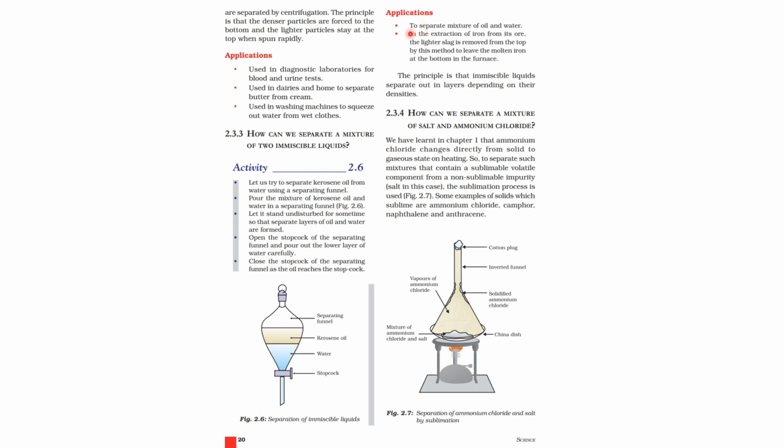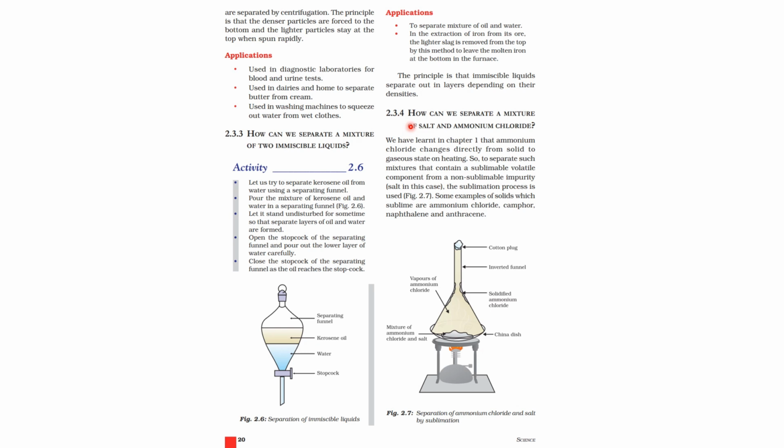So what are the applications of this method? They separate a mixture of oil and water, and in the extraction of iron from its ore, the lighter slag is removed from the top by this method to leave the molten iron at the bottom of the furnace. The principle is that immiscible liquids separate out in layers depending on their densities.